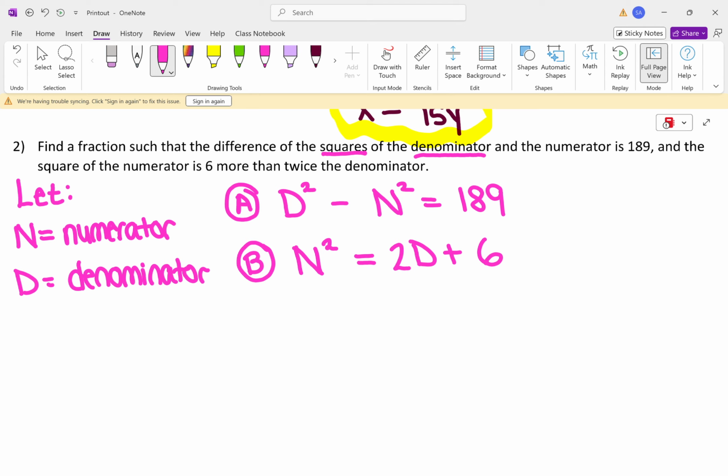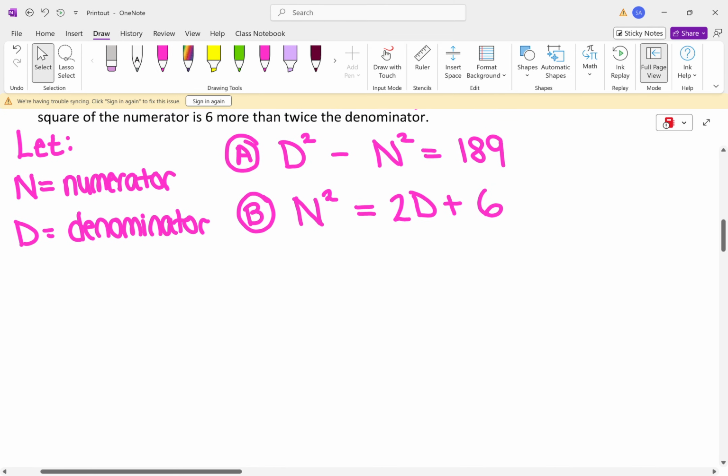Okay, so now we have a choice here. We can either solve through elimination or substitution. The reason this time we can solve through elimination is because at least we have one variable that's exactly the same, an n squared and an n squared. For that reason, we can solve through elimination. So would you rather solve this through elimination or substitution?